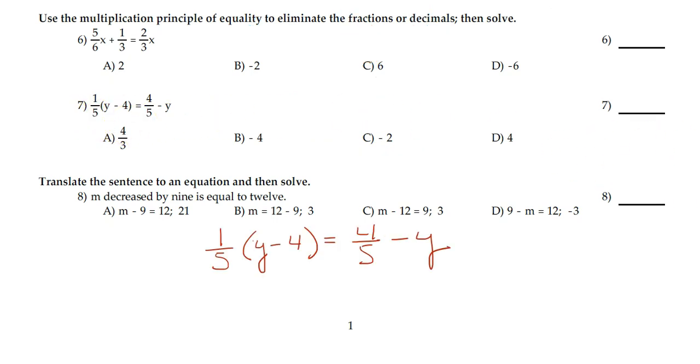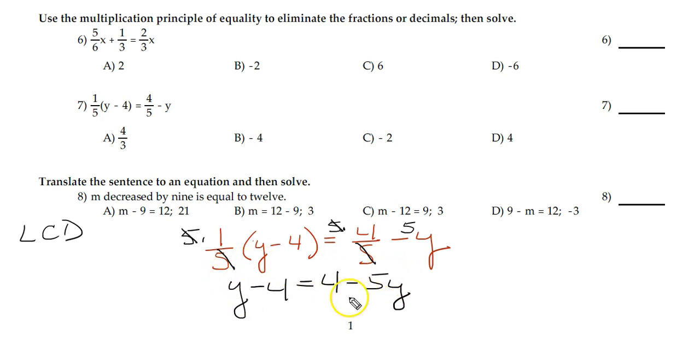Now for number 7, we have fractions and a parenthesis. So this is one term, this is one term, and this is one term. So our least common denominator here would be a 5. So we multiply each term by 5. So here the 5's cancel out, and we're just left with y minus 4. Here the 5's cancel out, and we're just left with a 4 and a minus 5y.